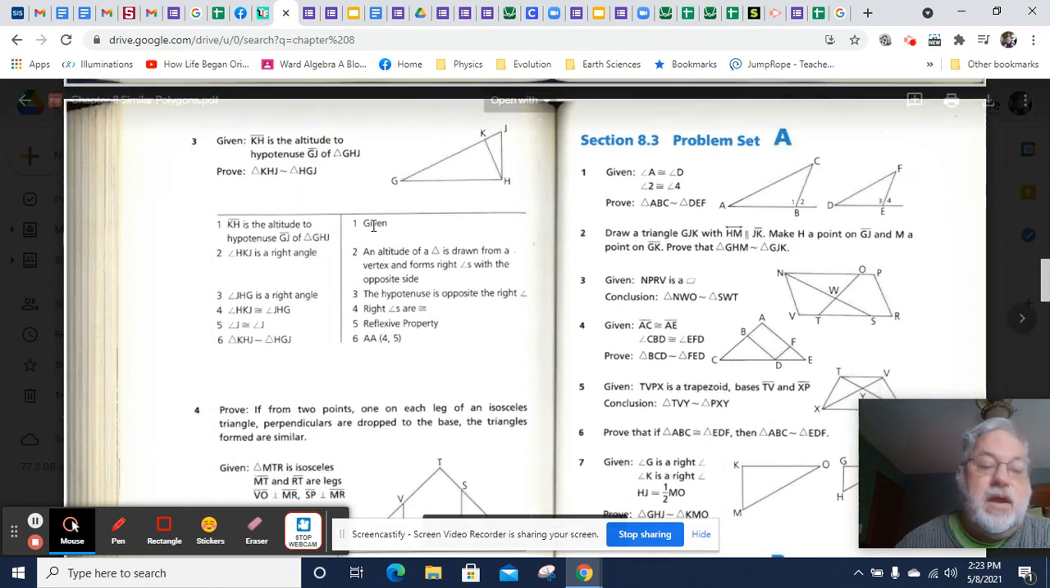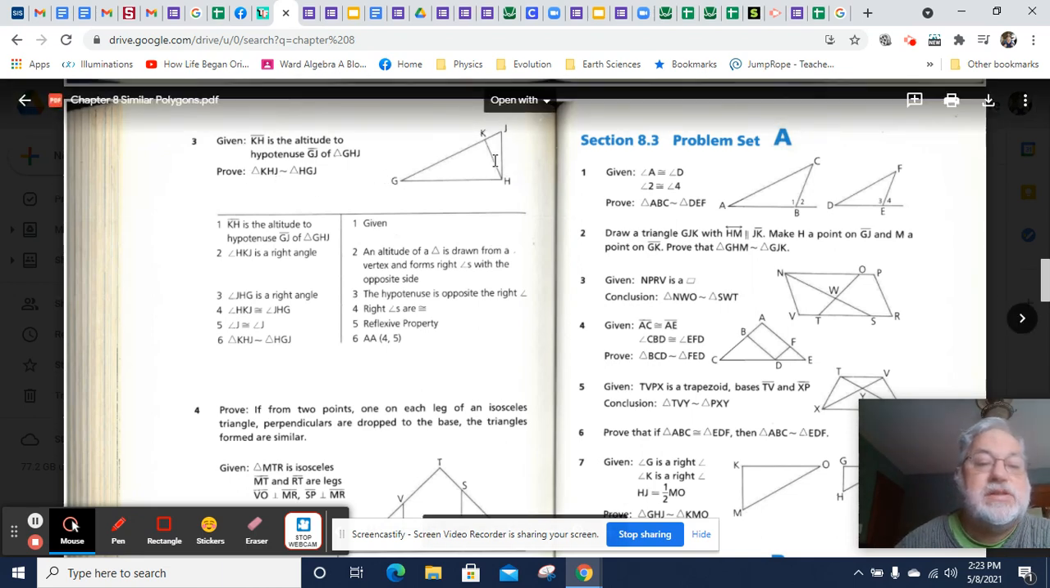Okay. And sample problem 4, we've been given KH as the altitude to the hypotenuse GJ of GHJ. And we're supposed to prove that KHJ, this is KHJ, is similar to HGJ, which is the big triangle. We could also prove that not only is KHJ similar, but KGH is also similar. We have 3 similar triangles here.